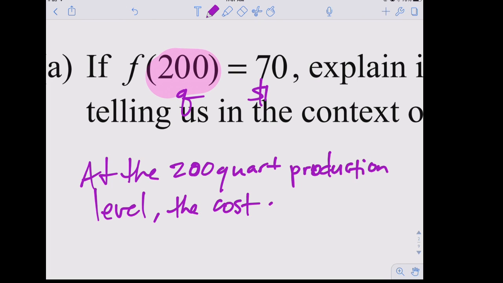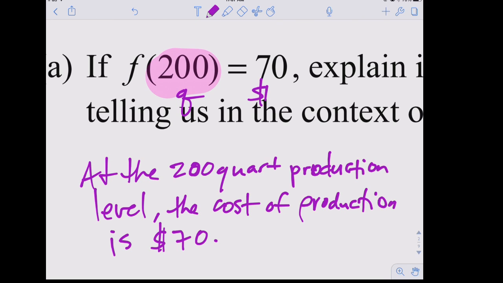Yeah, good. The cost of production is $70. Could you do something similar, like the cost of producing 200 quarts is $70? Yeah, it works as well. Yeah, you can always refine this. Being maybe like a wordsmith, you could always contain the idea in a much more efficient sentence.